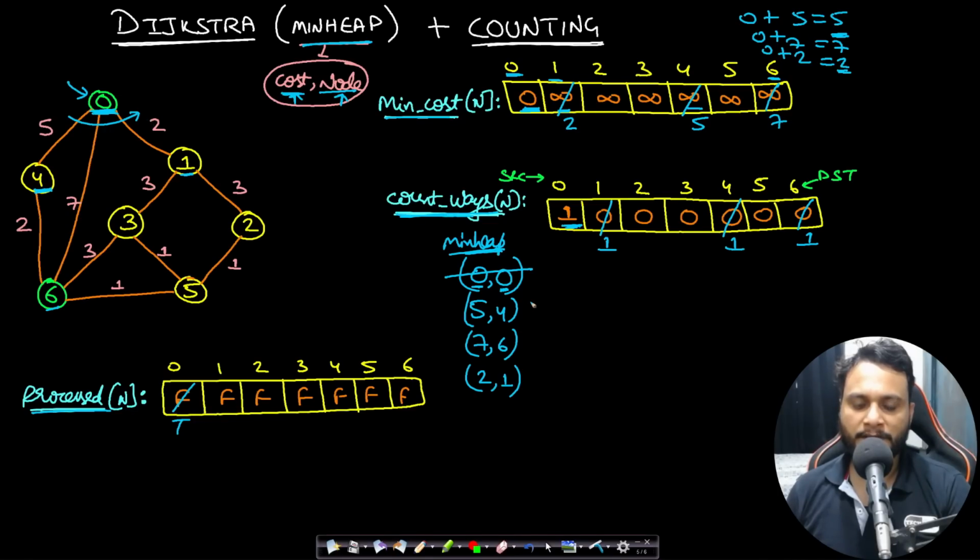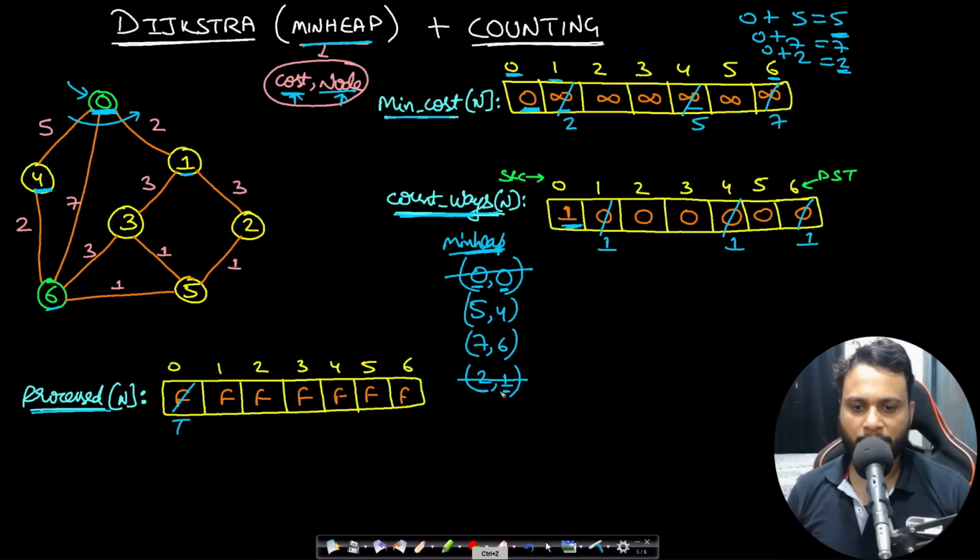Okay, always push the node if it is not processed. So none of the nodes are processed, and that is why I was able to push 4, 6 and 1. Now once you are done with this, in the next iteration the loop will be taking out 2, 1, because this is the minimum and the node is 1. So node 1 will be getting processed.